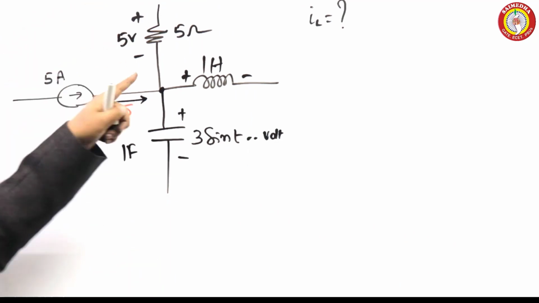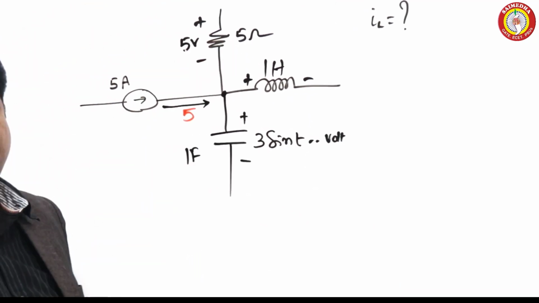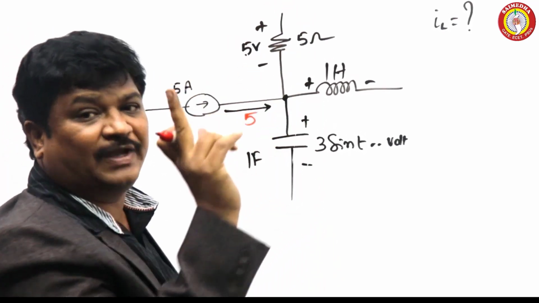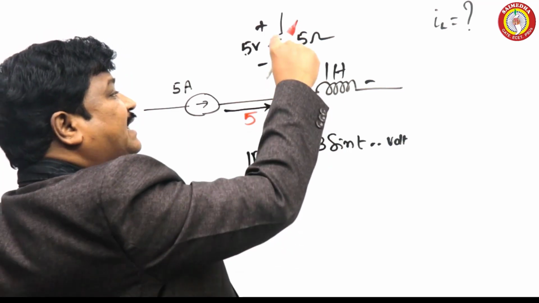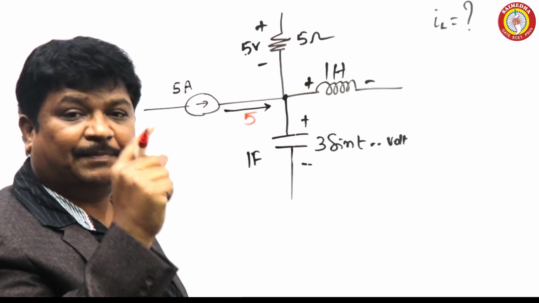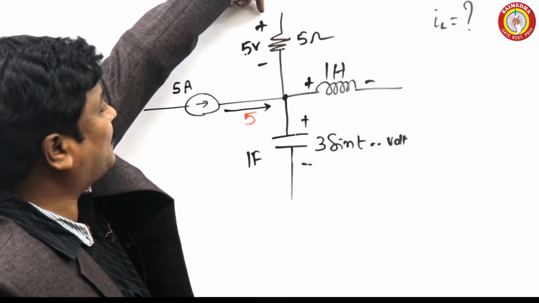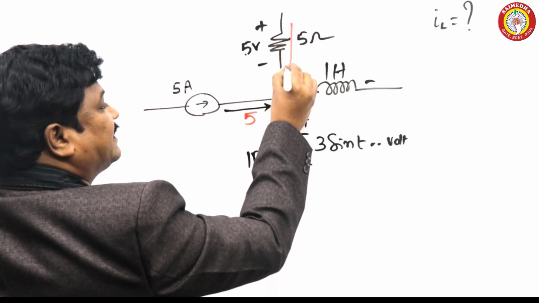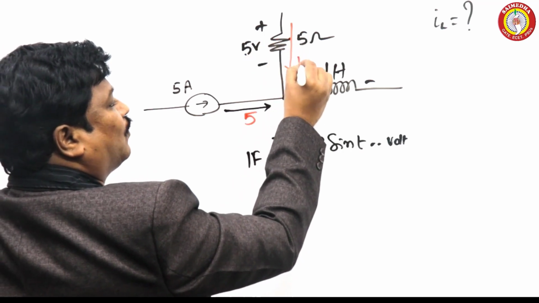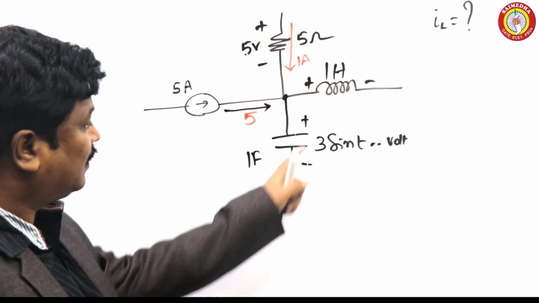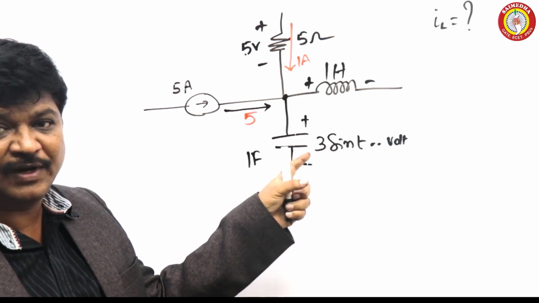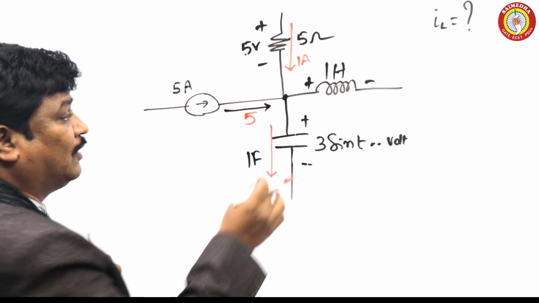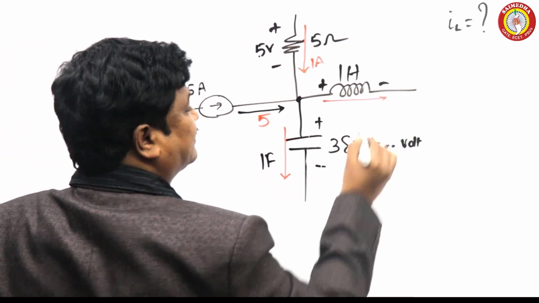Sir, what is the current here? 5 volts divided by 5 ohms. Is this current downwards or upwards? That also we have to know. What element is it? A passive element. In a passive element, current flows from the positive terminal to the negative terminal. Hence, this current is downwards like this. How much current? 5 by 5, 1 ampere. All these 3 elements are passive elements only, so the direction of current is not a problem. This is your direction of current. What about here? These are the directions of currents.